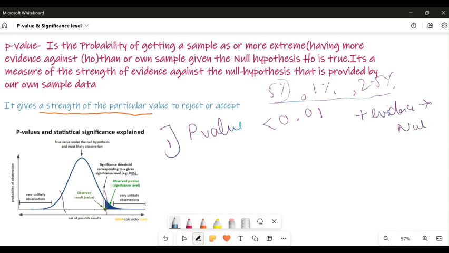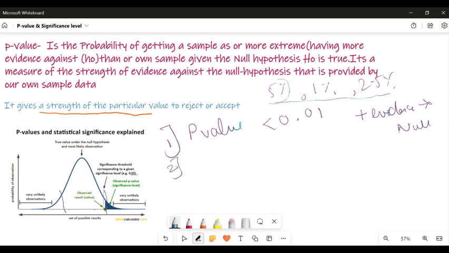So I will repeat again. If the p value is less than 0.01, it is a very small value, which says there is strong evidence against the null hypothesis, suggesting that the observed effect or difference is unlikely to have occurred by chance alone.